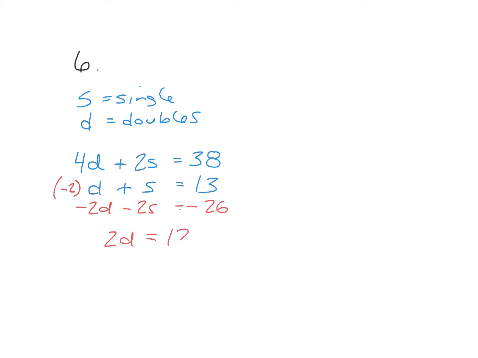I get 2d to be 12, so d would be 6. And then plugging back in would give me s to be 7. Number 7, again, you'll need to read this more carefully on your own here.